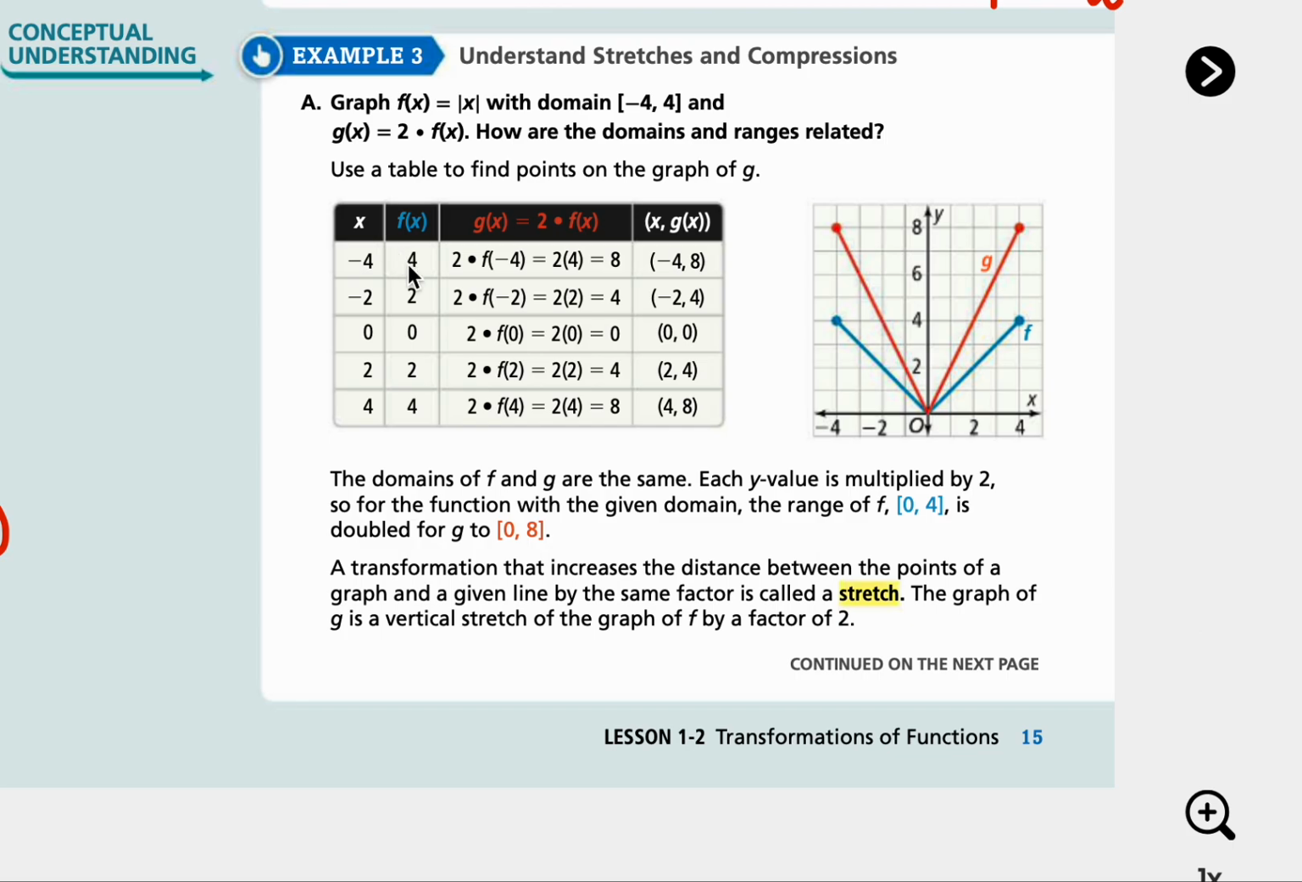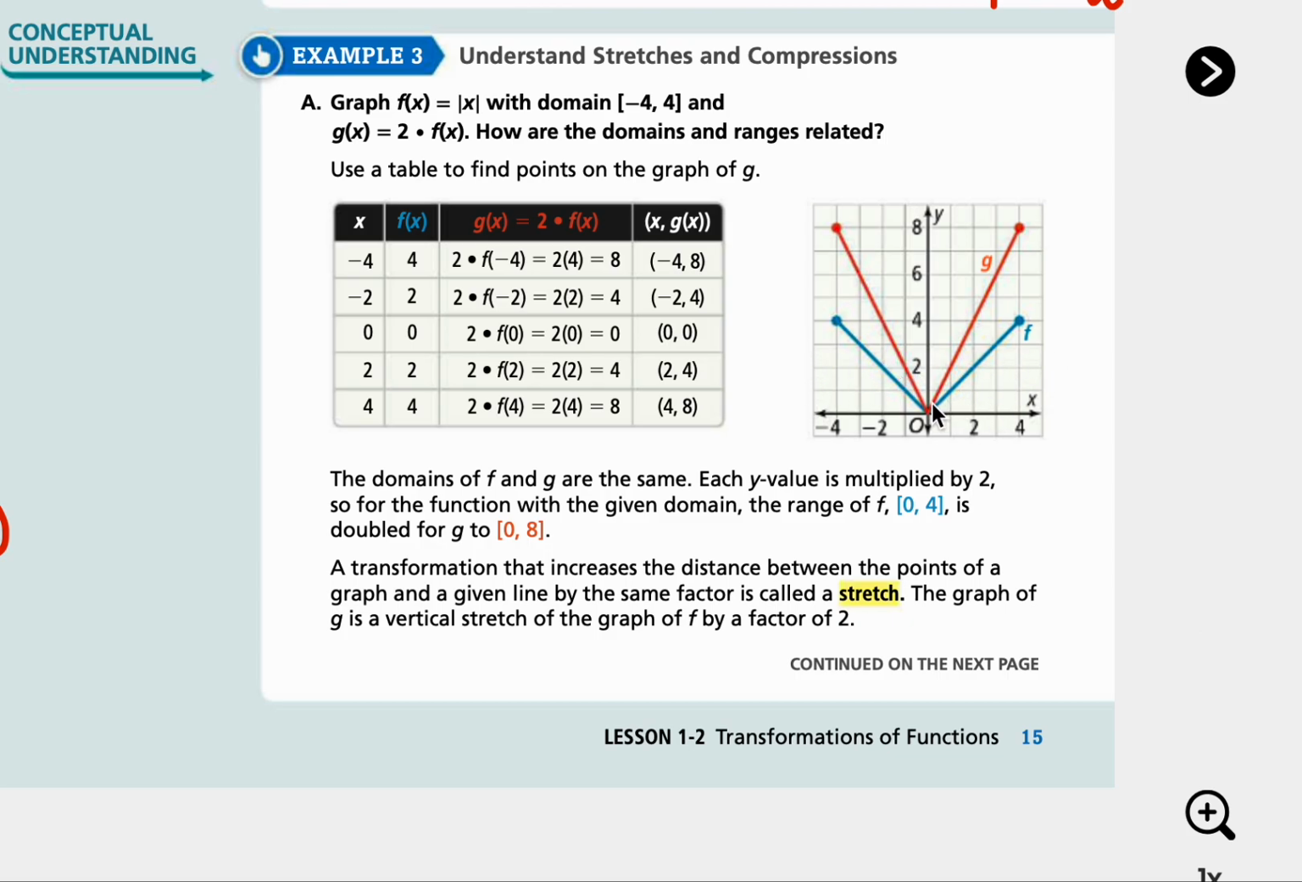So your f of x is 4 when x is -4. So if you multiply 2, it's 8. So when x is -2, in the same way, y is 4 in g of x. 0, 0, 2, 4, 4, 8 is your new points. So if you graph them, you will have a new graph. And it also stays in the domain that we had. So the domains are the same, but each of the y value is multiplied by 2.